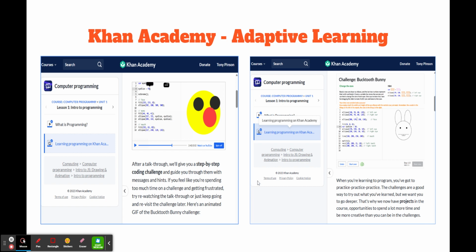But it also uses step-by-step coding challenges, such as in this particular case, the Bugtooth Bunny coding challenge. Those coding challenges are guided, and the learning environment gives the students hints to help them along the way. But most of all, it encourages them to practice. As they say, practice makes perfect, or at the very least, it makes students more proficient.